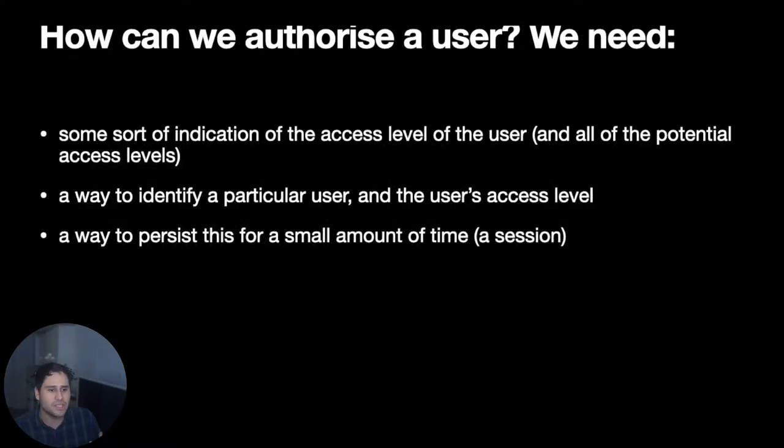So we need some sort of indication of the user's access level and what all the different access levels are. And we need a particular way to identify a particular user. The username isn't identified, for example. Jake was the user we registered. Jake is able to do certain things. Felix or Alex or anyone might not be able to do all of those things, depending on the system that you build. And then we need a way to persist this for a small amount of time.